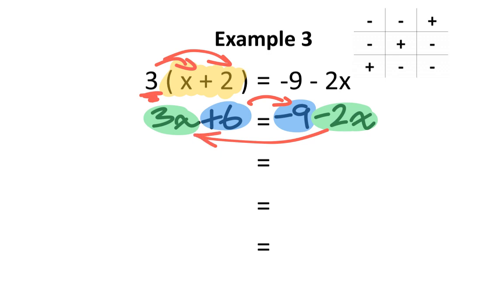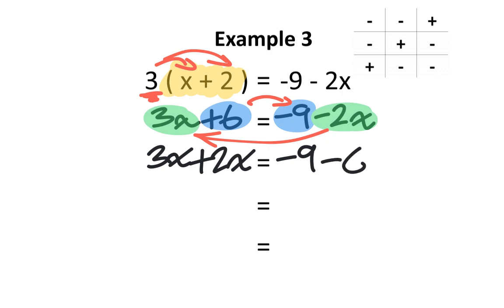When you move a term across the equal sign, it becomes the opposite. So this negative 2x is no longer negative. It now is going to become positive 2x. Meanwhile, this positive 6 is no longer positive. It's now going to be negative 6. We can now simplify both sides of this equation. 3x plus 2x gives you 5x. And here you may need to use a calculator or a number line. Negative 9 subtract 6 gives you negative 15.